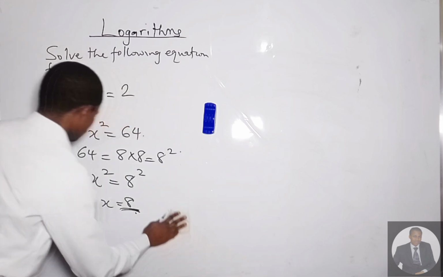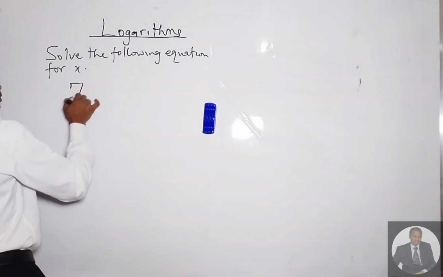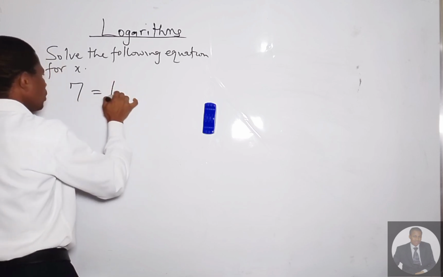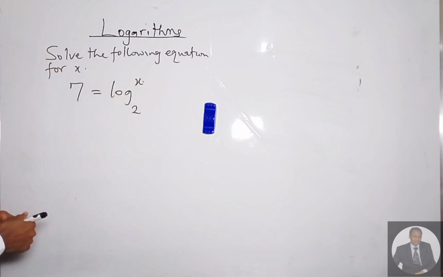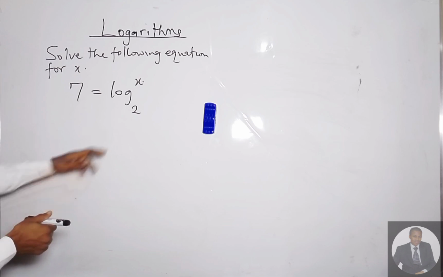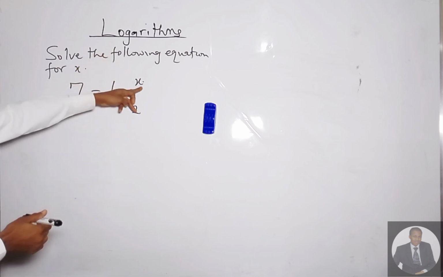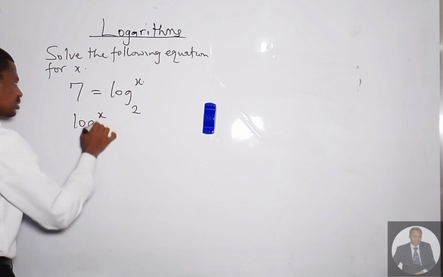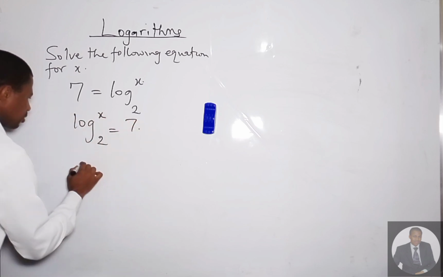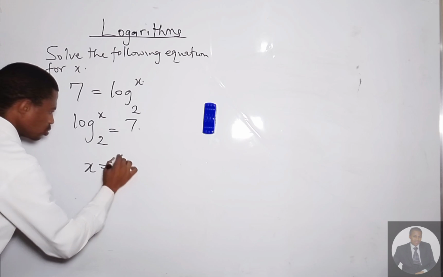Another question. 7 equals log x to the base of 2, which means 2 to the power of x equals 7... Rewriting it, x is 2 to the power of 7.